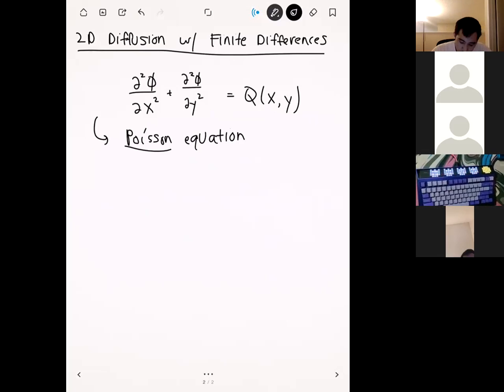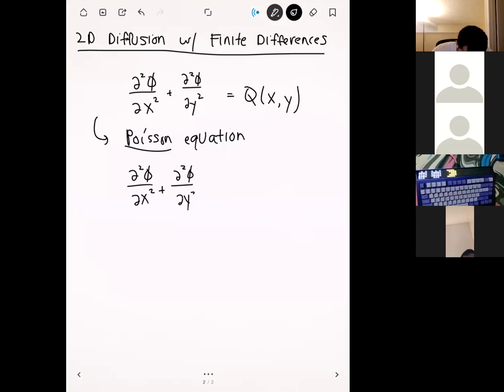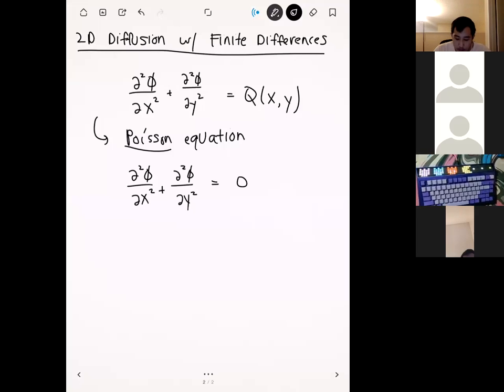Okay. And we can take a special case of this, where if our source term is 0, then we end up with this equation. Okay. And so all I did, from the top equation to the bottom one, is I set q of x and y equal to 0. This doesn't always occur, because a lot of times we do have a source term, but sometimes it does. And the reason I list this out is that this is also another named equation. This is called the Laplace equation.